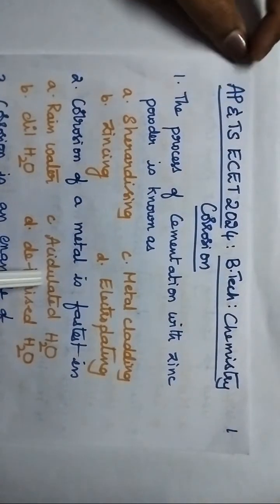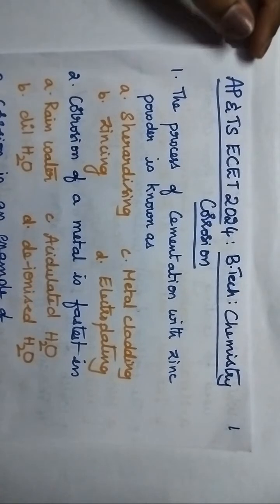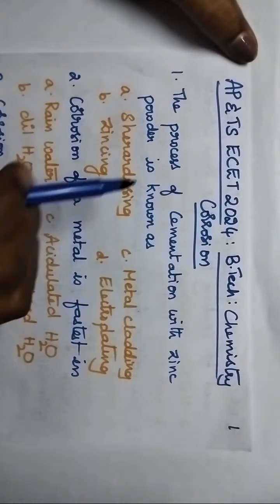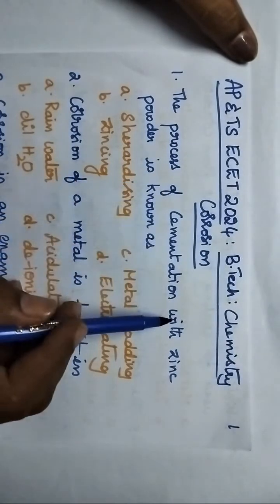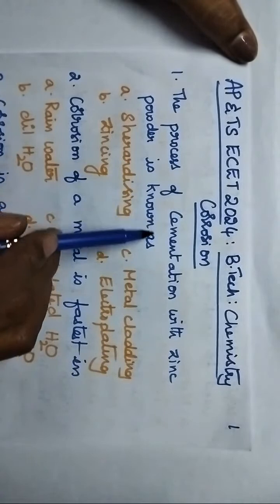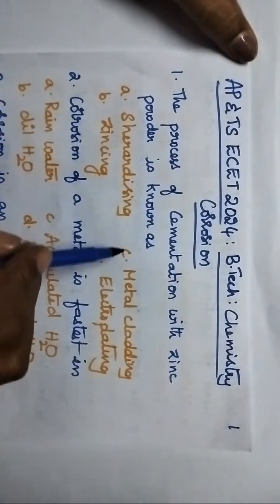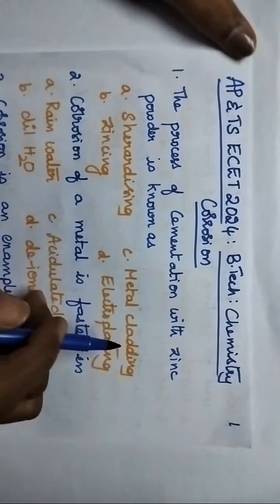Okay, moving to the first question. The process of cementation with zinc powder is known as A. Shreddizing, B. Zinking, C. Metal cladding, and D. Electroplating. Try to answer each and every question as early as possible.